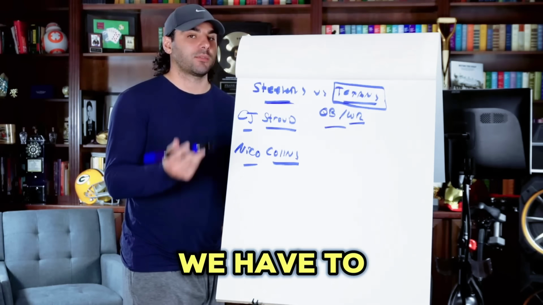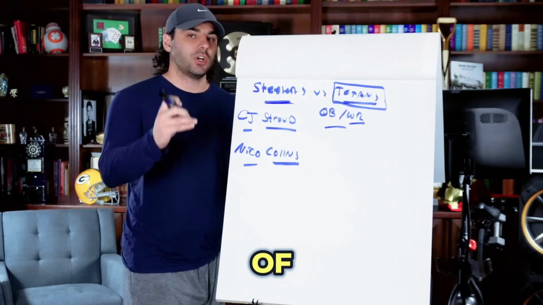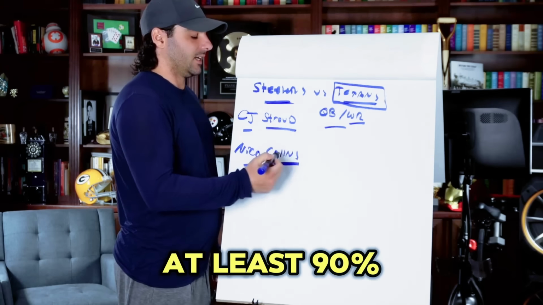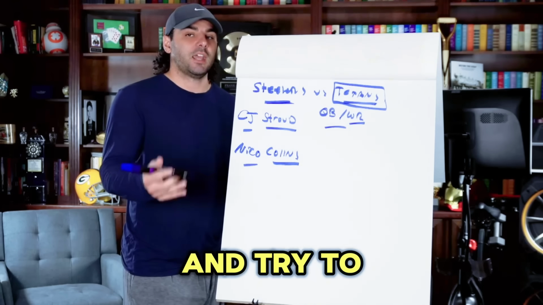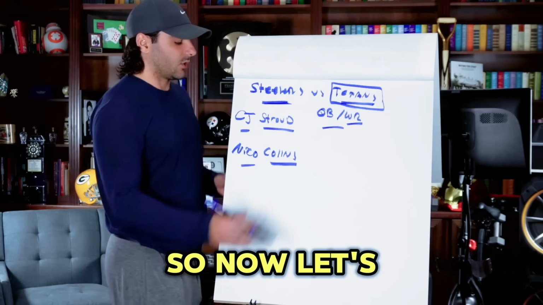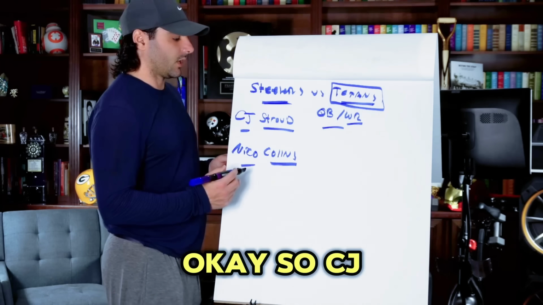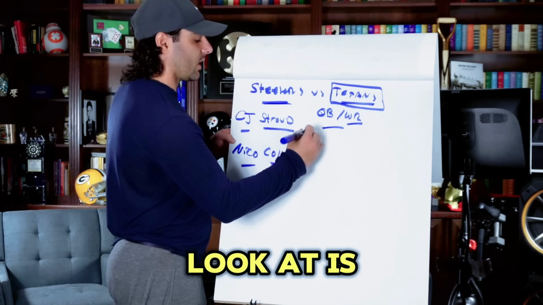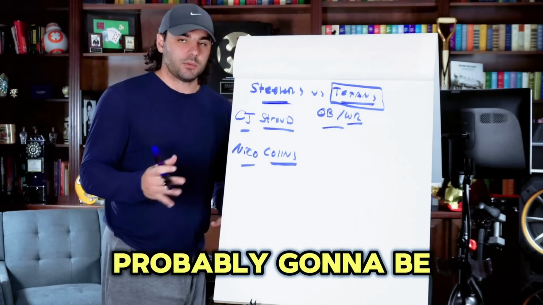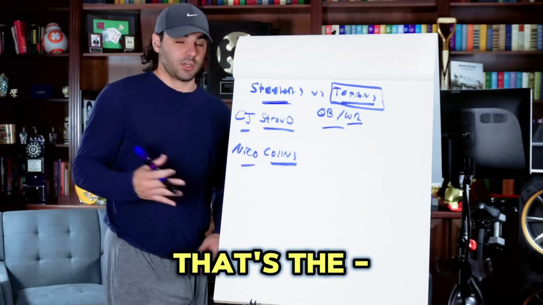That's not what that means. We have to find that percentage of where they're both at least 90% or above and try to put those two together. So now let's take a look at CJ Stroud here. Okay? So CJ Stroud, what we want to look at is his normal line, probably going to be like 220 or something like that. That's the minus 110 line.